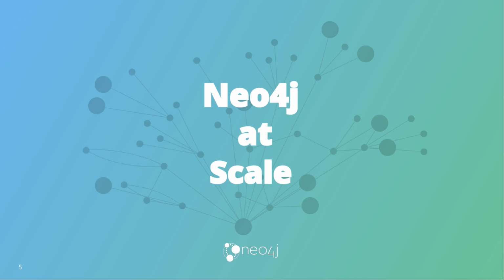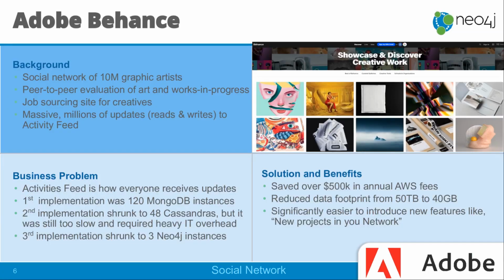So I'd like to show you a couple examples of how we're doing sharding and how we're doing scale at a few organizations. So the first one is actually not even using 4.0. It's actually just using Neo4j and finding the right data at the right time and helping organizations scale. If you're not familiar with it, Adobe Behance is a social network of around 10 million graphic artists. And what they do is they really use this as a way to find information and find work by showing their resource and showing their work.